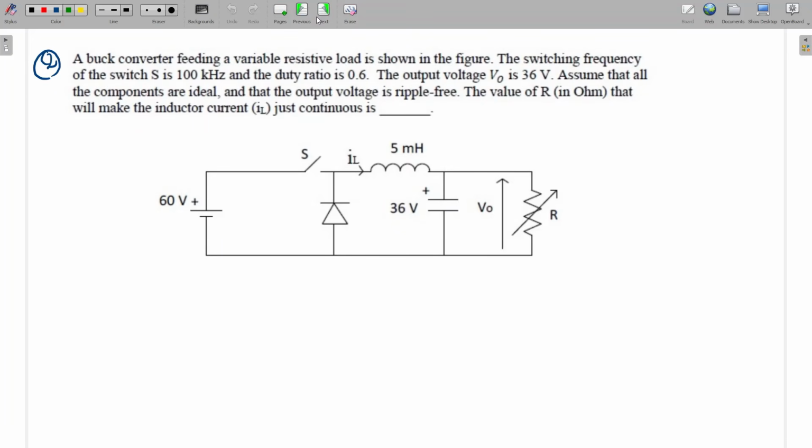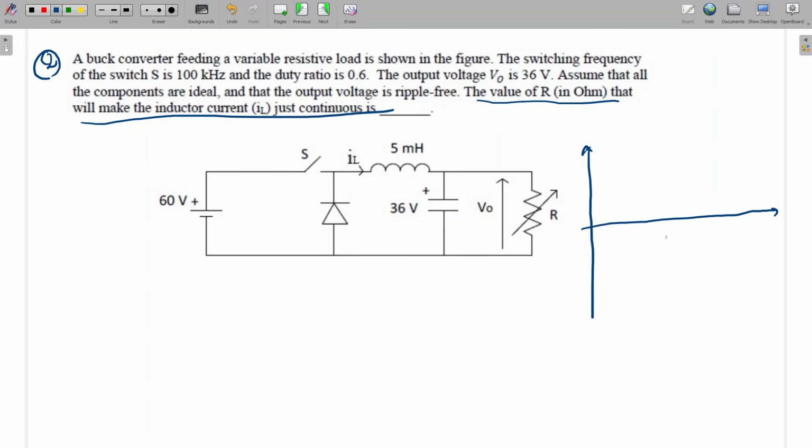So this is a buck converter. I have already derived the equation, but again I will do it. For the boundary condition, how can we derive the equation? It is asking what is the value of R in ohm that will make the inductor current just continuous. Just continuous means it will discharge till the full cycle. Let's say this is the inductor current charging and discharging. This is the total time period T. From here to here is dT and this is 1 minus dT. So this is just the boundary condition.